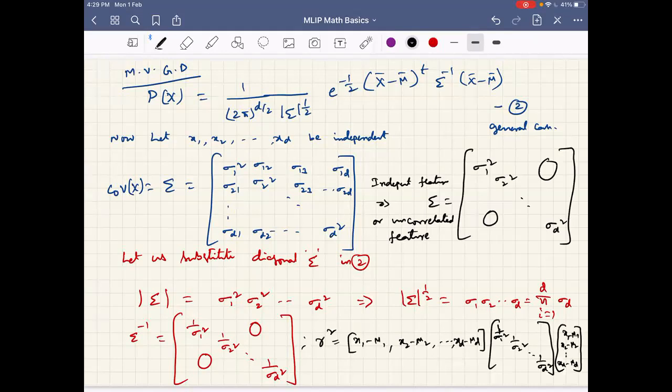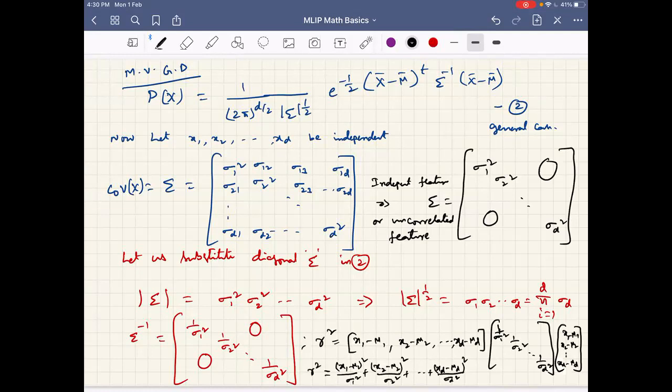If I do this operation, what do you think I will get? x1 minus mu1 whole square by sigma 1 square, plus x2 minus mu2 whole square by sigma 2 square, and so on, up to xd minus mu d whole square by sigma d square. This is what I get as the Mahalanobis distance.